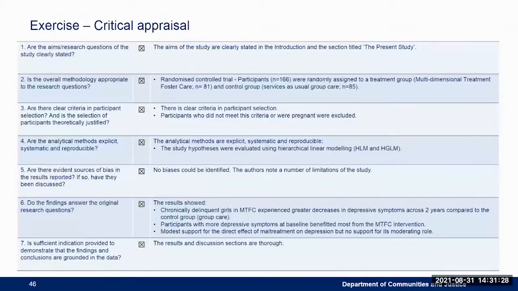Okay, so the methodology, it's obviously a randomized controlled trial.